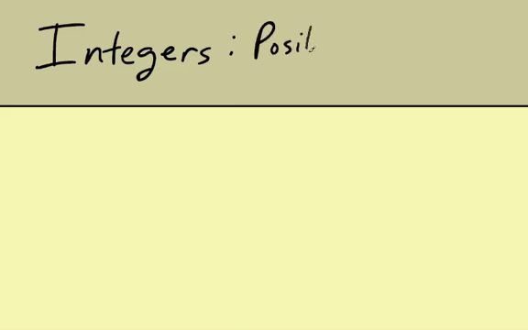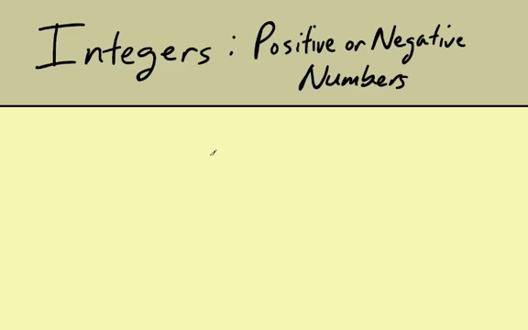And integers, those are numbers that can either be positive or negative numbers. So positive or negative numbers. Okay? And when we think about positive and negative numbers, the best way that I can talk about that is with the number line.